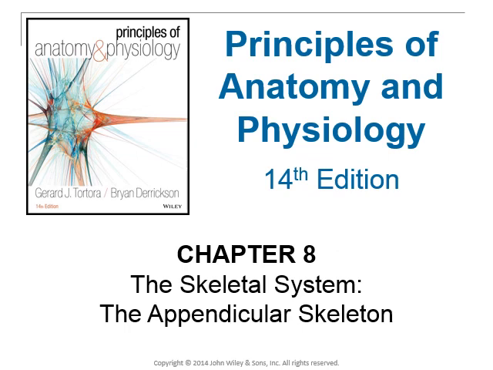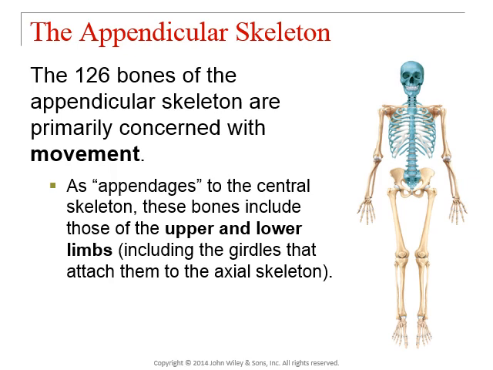Of the skeletal system, we'll be looking at the appendicular skeleton, which will include both the upper and lower limbs, and also the girdles that connect it to the axial skeleton. Now, the main difference we see between the axial skeleton and the appendicular skeleton is its true function.